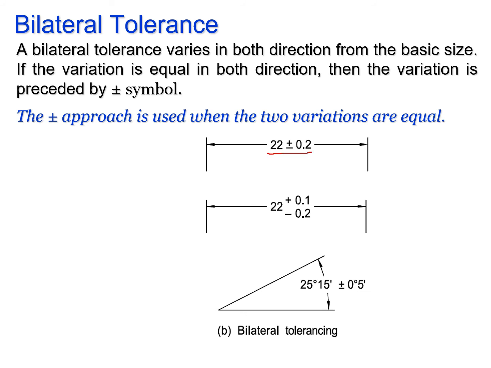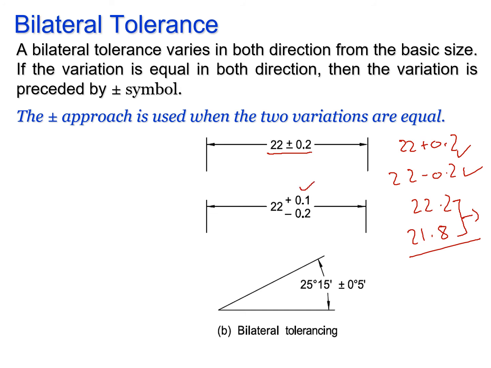As you can see right here, it is plus minus 0.2. So 22 plus 0.2 and 22 minus 0.2. So 22.2 and 21.8 is the range that is defined by this plus minus 0.2. Similarly, it can be different. It can be plus 0.1 and minus 0.2. It need not be the same value, and similarly it can be plus minus 0 degrees and 5 minutes, as for this angle. So these are bilateral tolerances in which the tolerances go in both the upward and the downward direction.